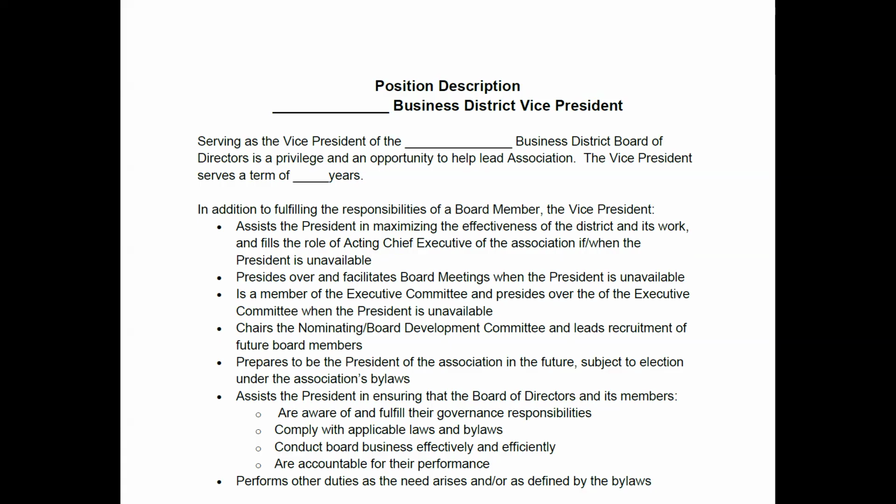The vice president also prepares to be president of the association in the future. They still have to be elected, but the idea is that they would be in a position where they can easily take on the role once the president steps down. And also, similar to the president, making sure people are fulfilling their duties as board members and that they are complying with bylaws. Really, you're just support for the president, to back them up when they can't fulfill their duties.